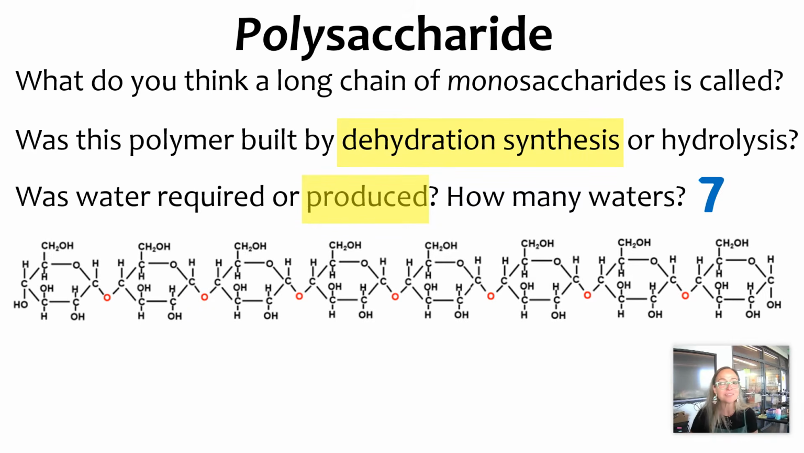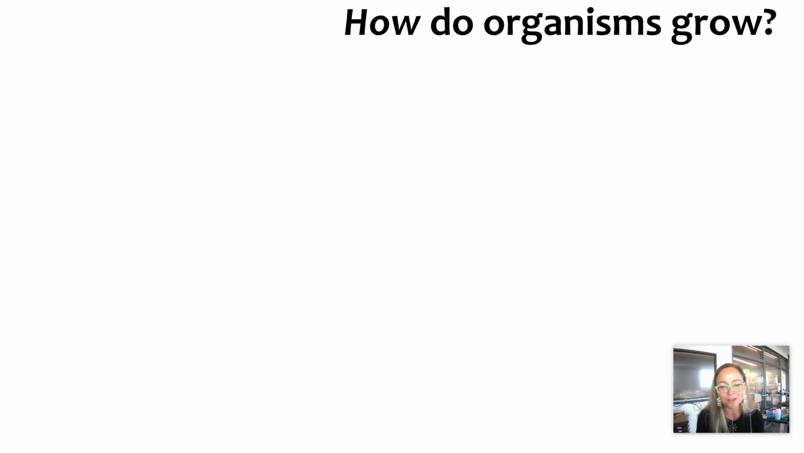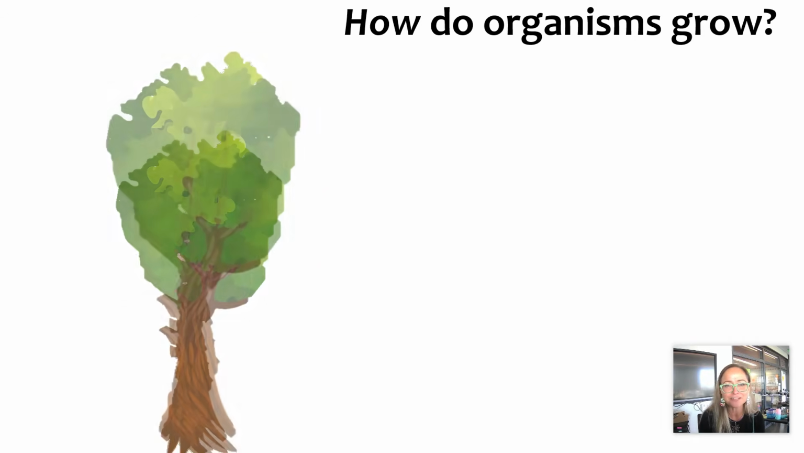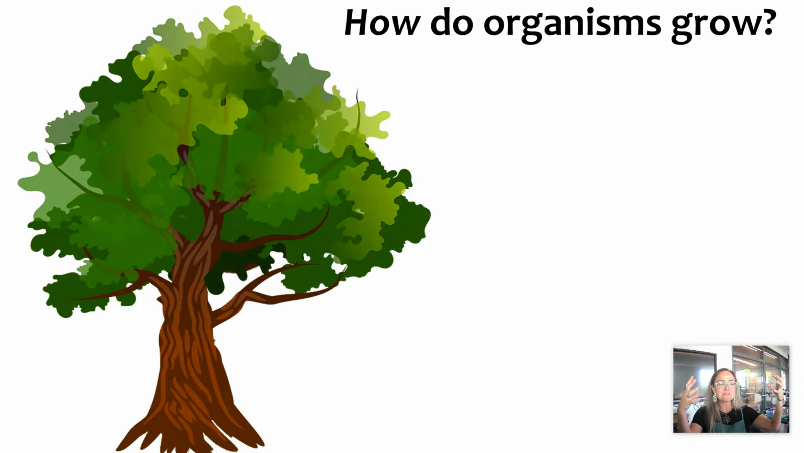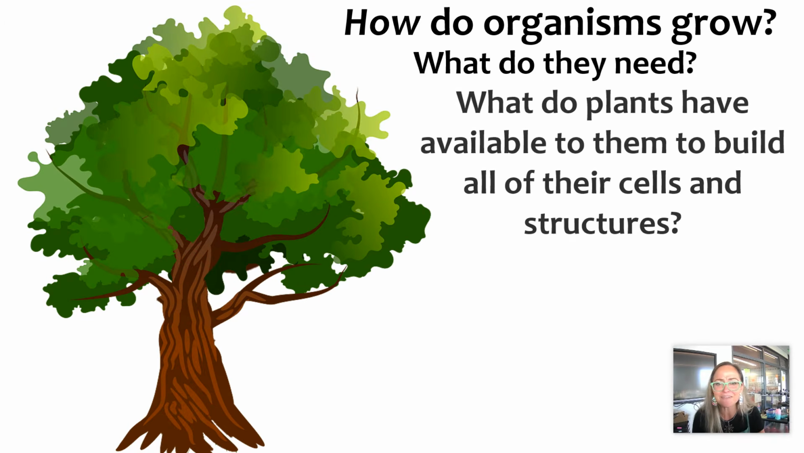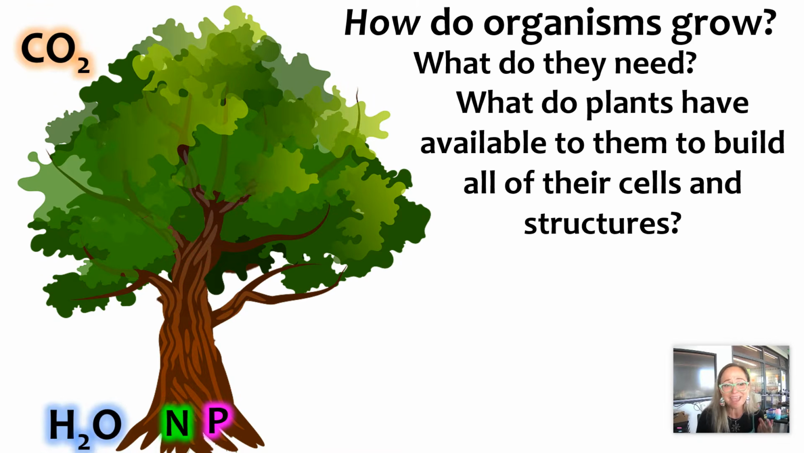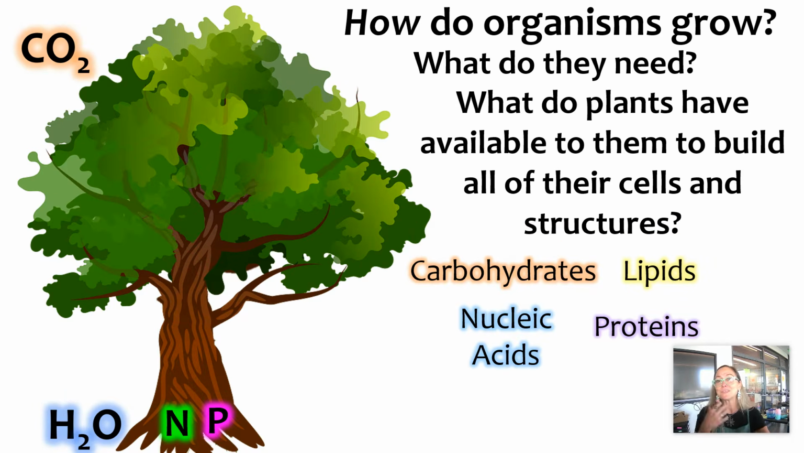So now, though, let's go ahead and think a little bit more deeply about how organisms grow, right? So if we talk about a tree, for example, we think like, how does it grow? Hopefully you're thinking to yourself, well, it's going to need to build more cells, which then means it needs more matter. And so when we think about what matter they have available to them, what macromolecules they have to build themselves and to grow, plants are going to have carbon dioxide, water, nitrogen, and phosphorus, and they're going to use those atoms in the environment to build their carbohydrates, lipids, proteins, and nucleic acids.